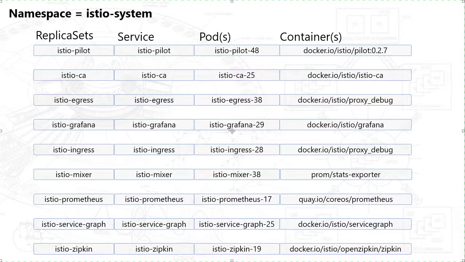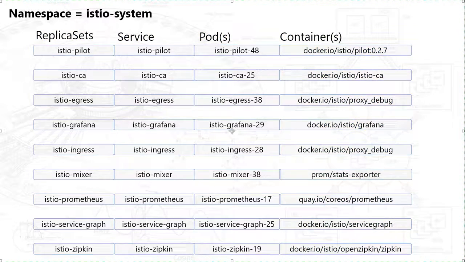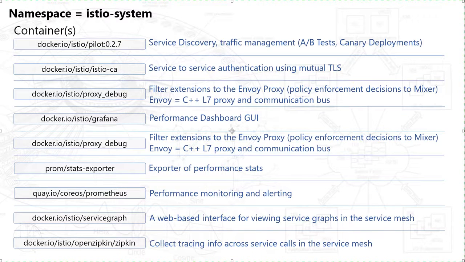Now the place we're trying to get to here is the namespace istio-system. You can see here that the replica sets really define the services, which also map to these pods, and the pods, of course, are composed of containers. Now the functionality, of course, of Istio is defined by all these running pods. There's 9 of them here. Let's go through them real quick.